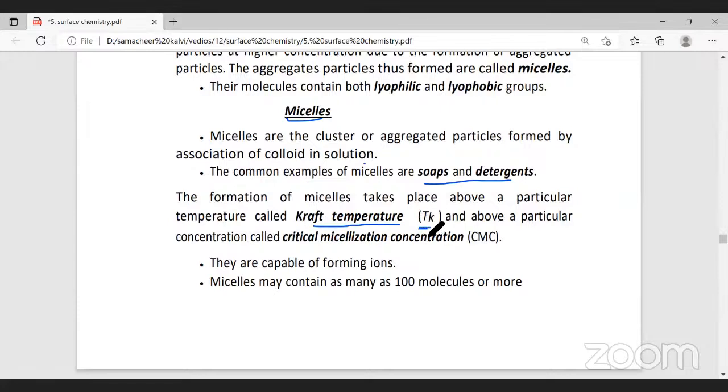and above a particular concentration called critical micelle concentration, or CMC. So micelle formation takes place above a particular temperature called Kraft temperature and above a particular concentration called critical micelle concentration, CMC. They are capable of forming ions. Micelles may contain as many as 100 molecules or more.